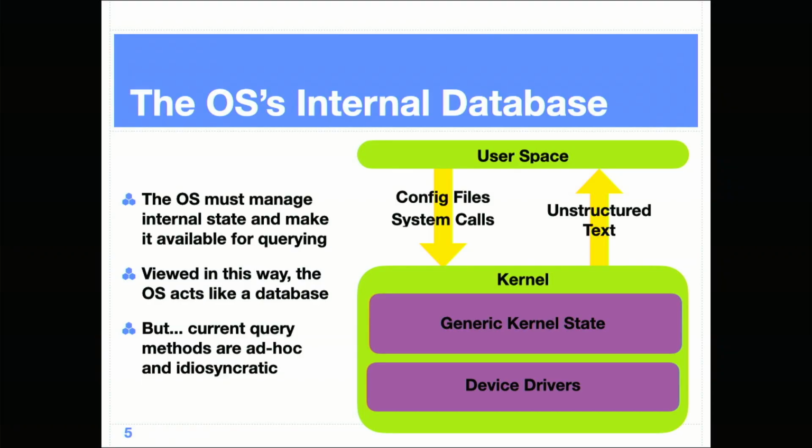So the OS already has to manage its internal state. And if you view that state in this way, the OS really is a database, but its query methods are, this is the polite term, ad hoc and idiosyncratic. They're not very good. So how do we query the operating system now? Well, we have a bunch of system calls, 500 of them. We use config files, and then we receive unstructured text.